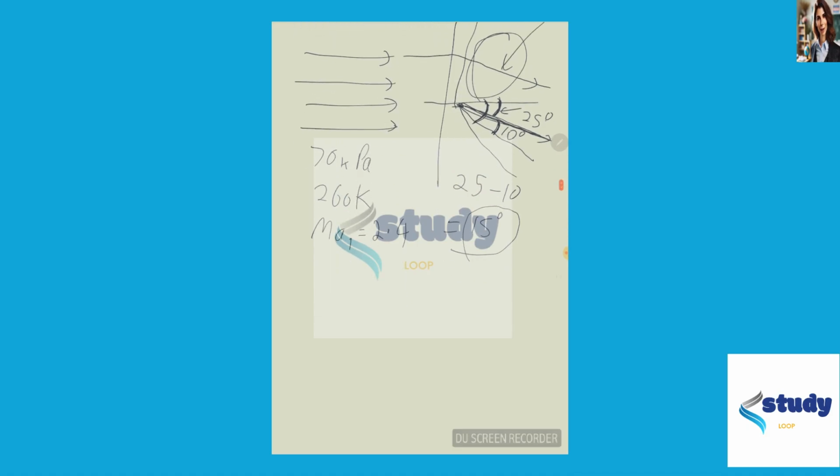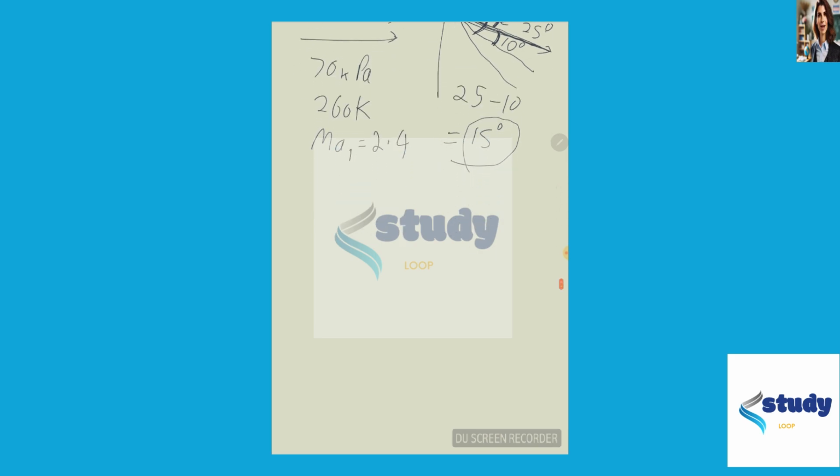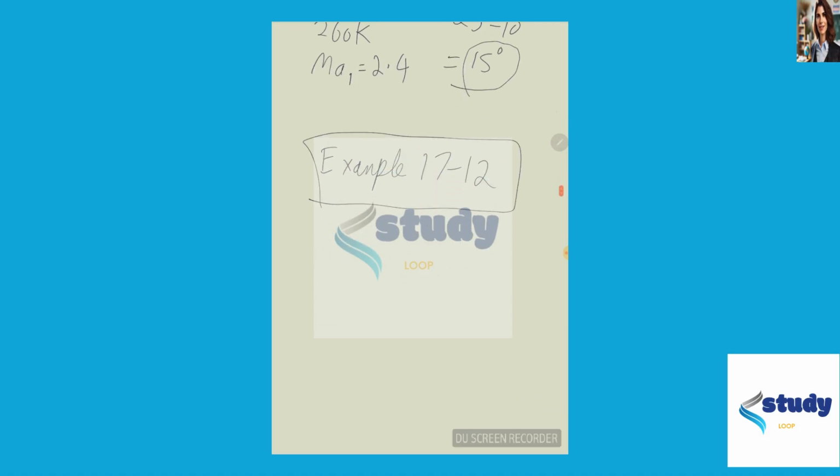Again, this problem is very similar to one of the examples given in the book. Let me tell you that example number in 1 second. It is example 17-12 of the book. The situation is slightly different here, but we'll be using the same procedure. I've mentioned it here for you. We are first going to use the Prandtl-Meyer equation.